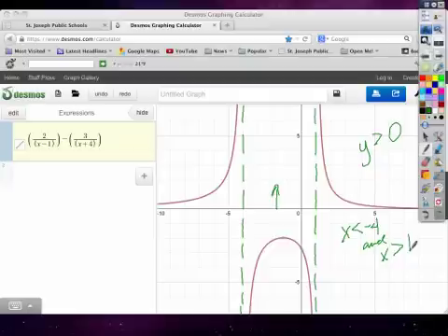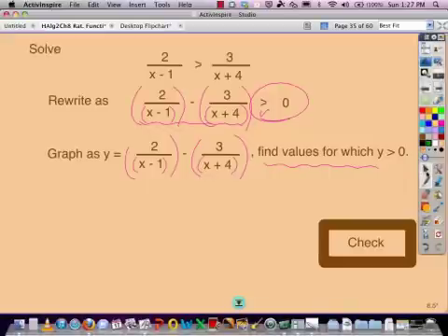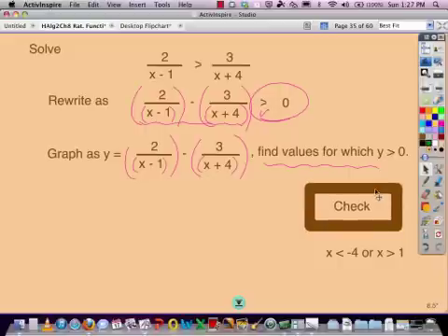Okay, now let's go back to the actual problem and check our solution, because I think we're about done. Yep, x is less than -4 or x is greater than 1.